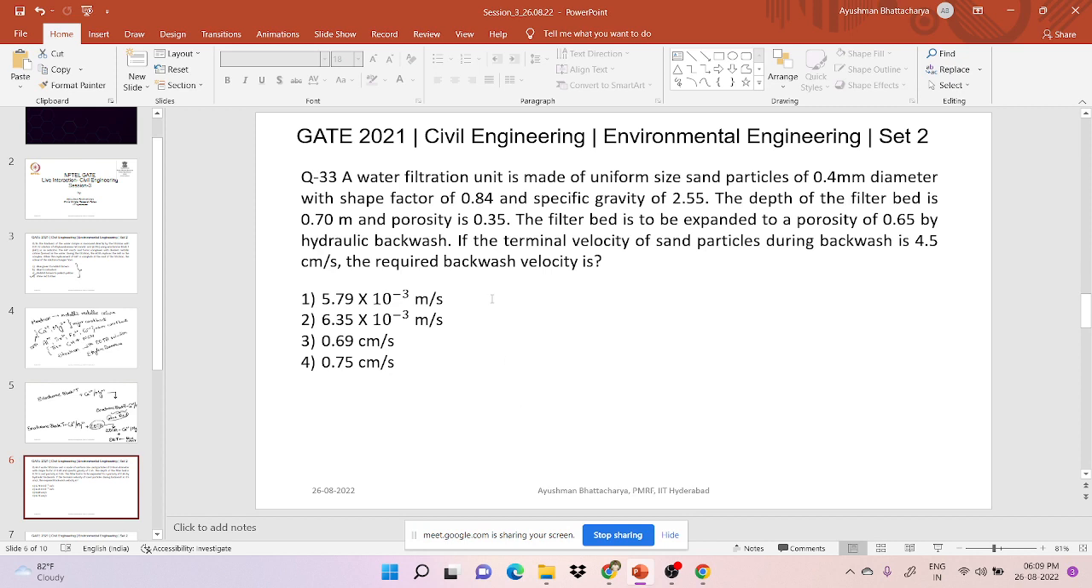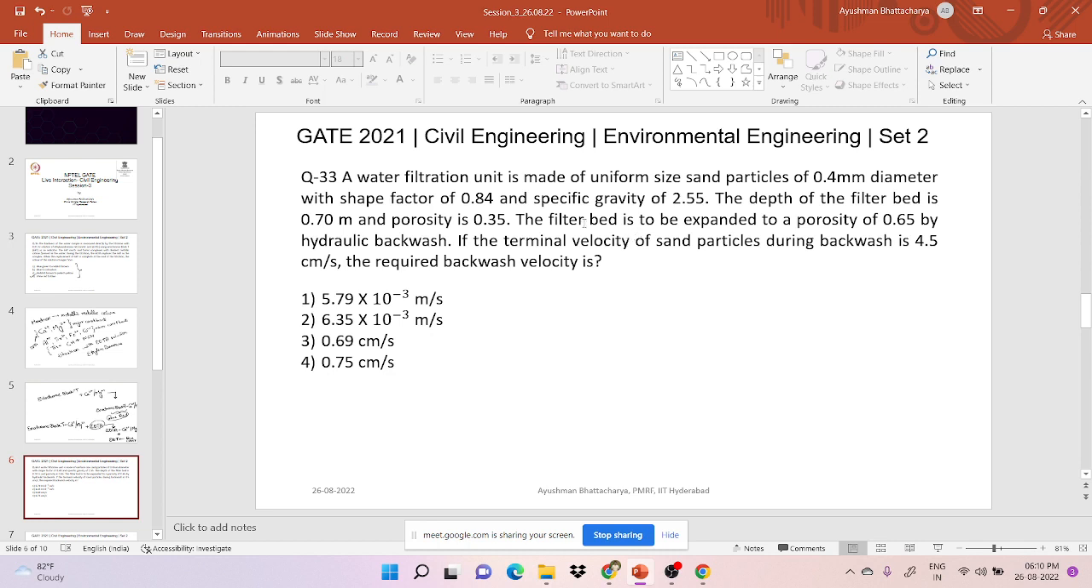So now we will proceed to question 33 of GATE 2021. This question came in set 2. A water filtration unit is made of uniform size sand particles of 0.44 mm diameter with shape factor of 0.84 and specific gravity of 2.55. The depth of filter bed is 0.70 meter and the porosity is 0.35. The filter bed is to be expanded to a porosity of 0.65 by hydraulic backwash. If the terminal velocity of sand particles during backwash is 4.5 centimeter per second, the required backwash velocity is.